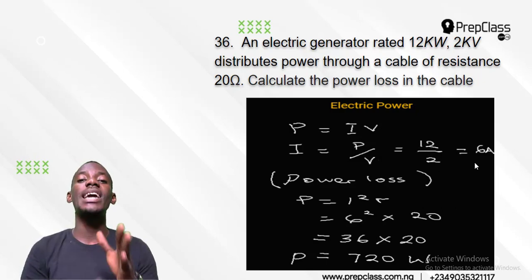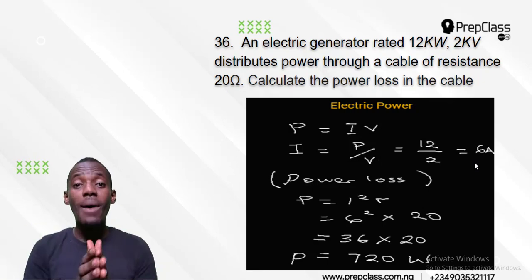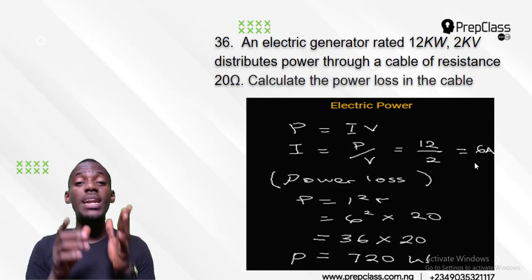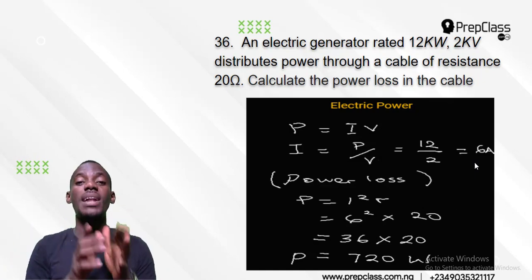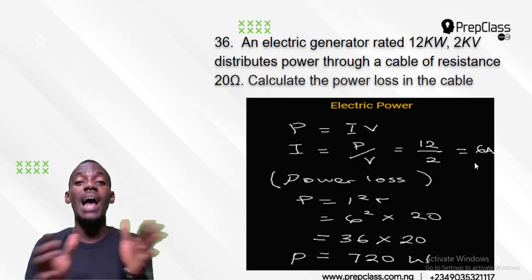So the current in this system of the generator is just 6 amperes. Power is equal to current times voltage, so if you have to find the current, you just divide the power by the voltage, and that is 12 over 2, and that's 6. So my current is 6 amperes, right?